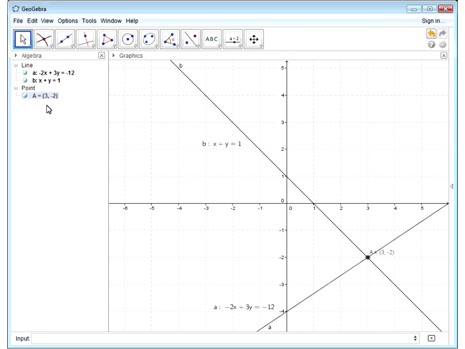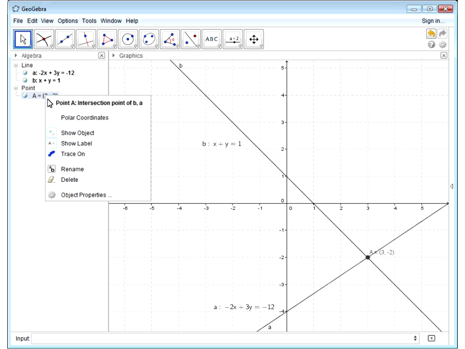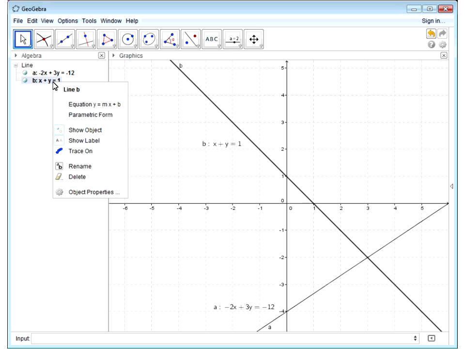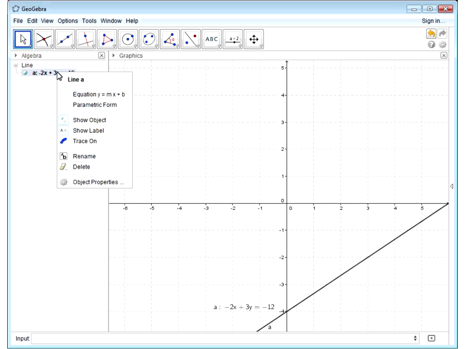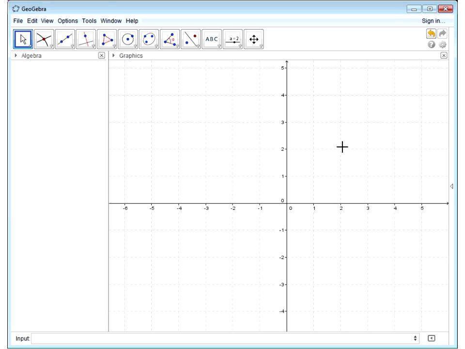So, another thing here, when you're using GeoGebra, I can just right-click these and delete them. So I just right-click on the point, delete, right-click on the line, delete. So now I've got a fresh start here. I can put these other equations in. Unfortunately, I forgot the second one. Let me write that down. The second one was x plus 4y equals 8. All right. Here we go.